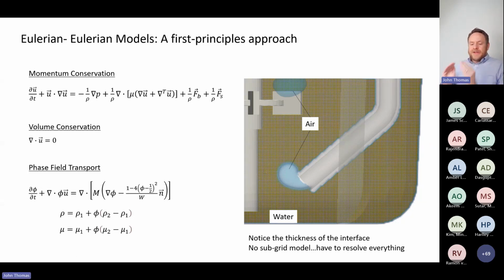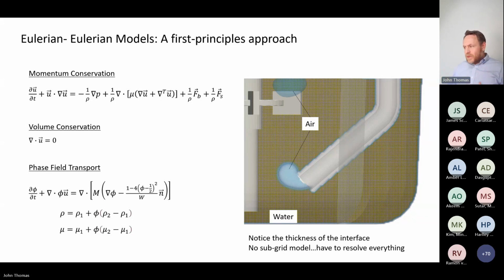This is a very high fidelity approach. Again, we're tracking the movement of this individual interface. We're making no comment on the structure of the interface. We're making no comment on what the breakup or coalescence mechanism might be. We're making no comment on what the shape of these bubbles might be. All we're saying, all we're believing, is that Navier-Stokes exists. We have these individual fluid properties. There is a surface tension. There is a phase field.